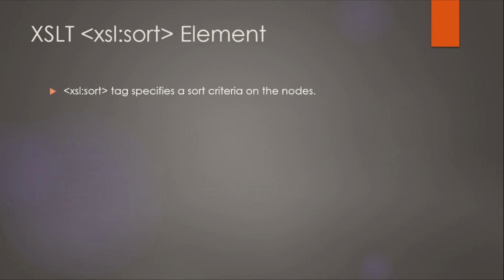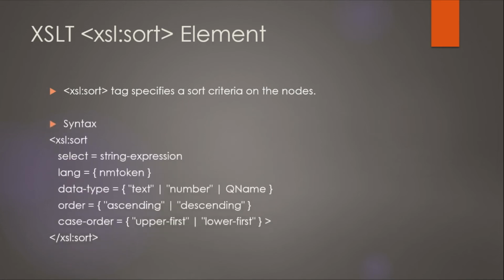Now the next one is the XSL sort element. The XSL sort element tag specifies the sort criteria of the nodes. This is the simple syntax of the sort element: xsl:sort select string expression, lang. Here we write the language of the text. The next one is data-type, text, number, qname or etc., and order, the sorting in ascending order or descending order. And we also have another criterion, case-order, which is upper-first or lower-first.